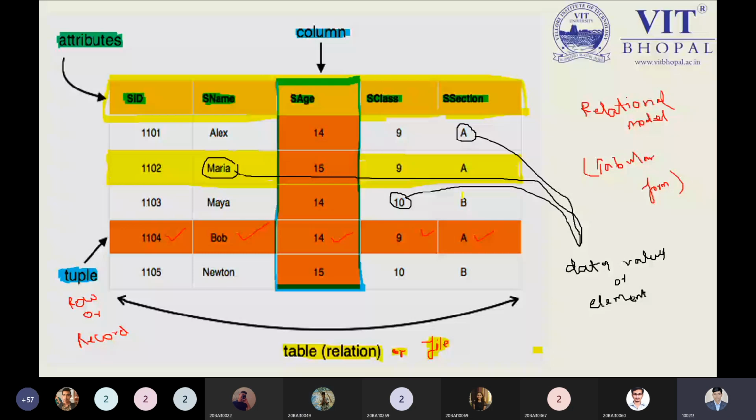And do not forget this. Do not forget any terms over here. Yes, tell me right now. Sir, the first row, do we count it as a row, or is it just attributes?